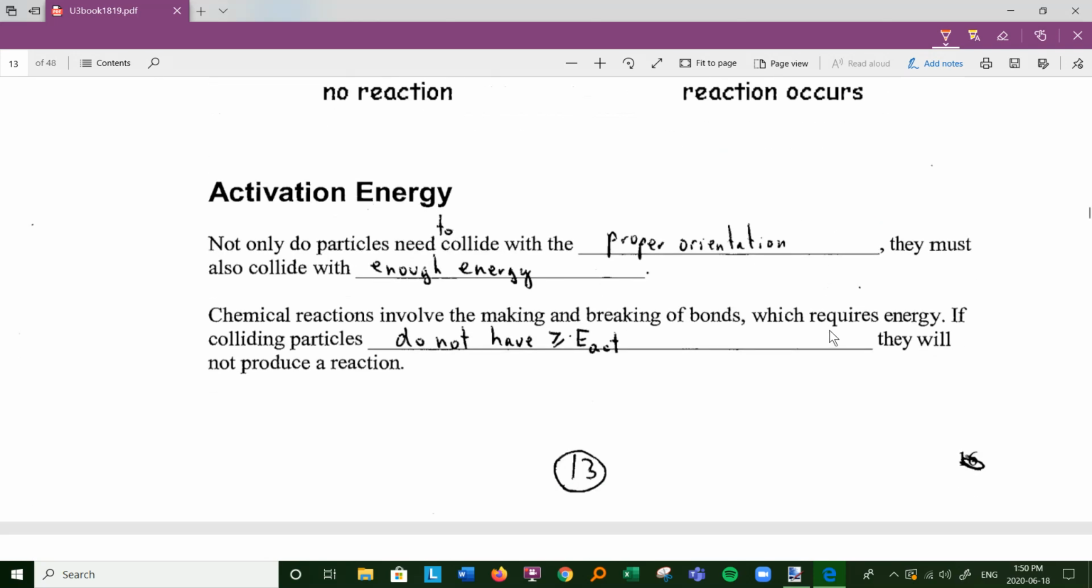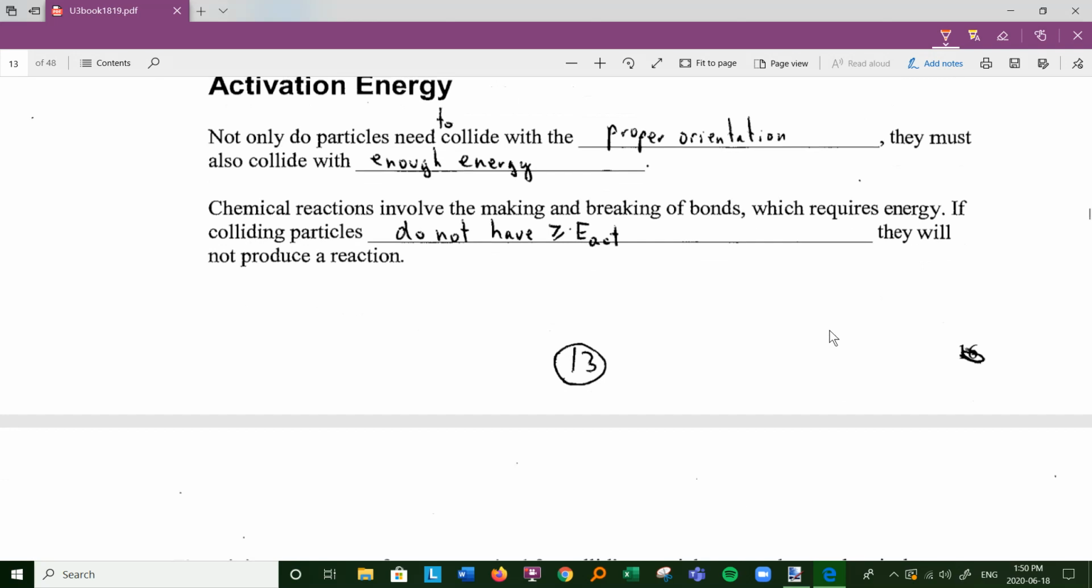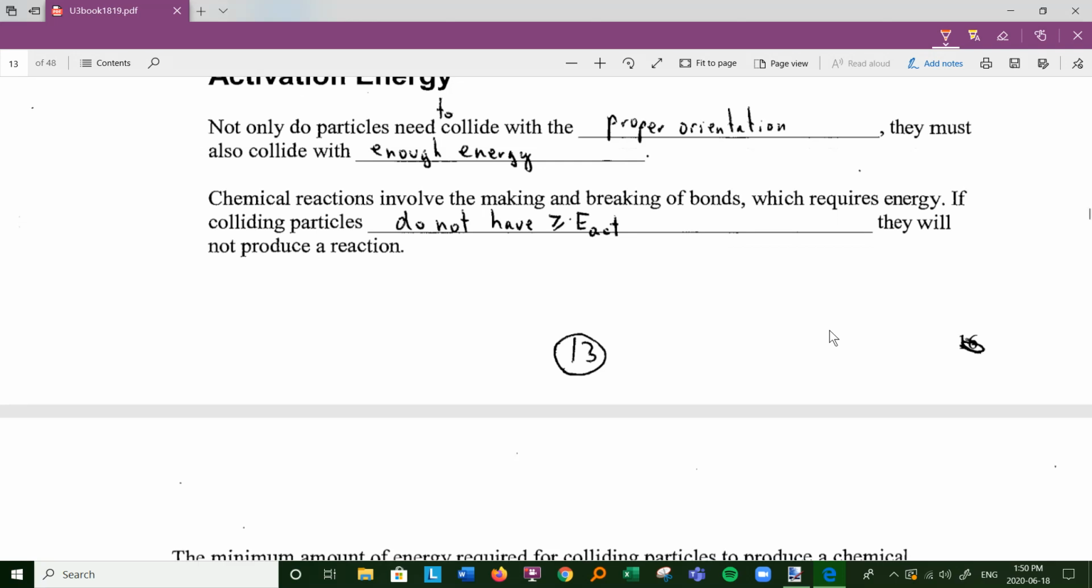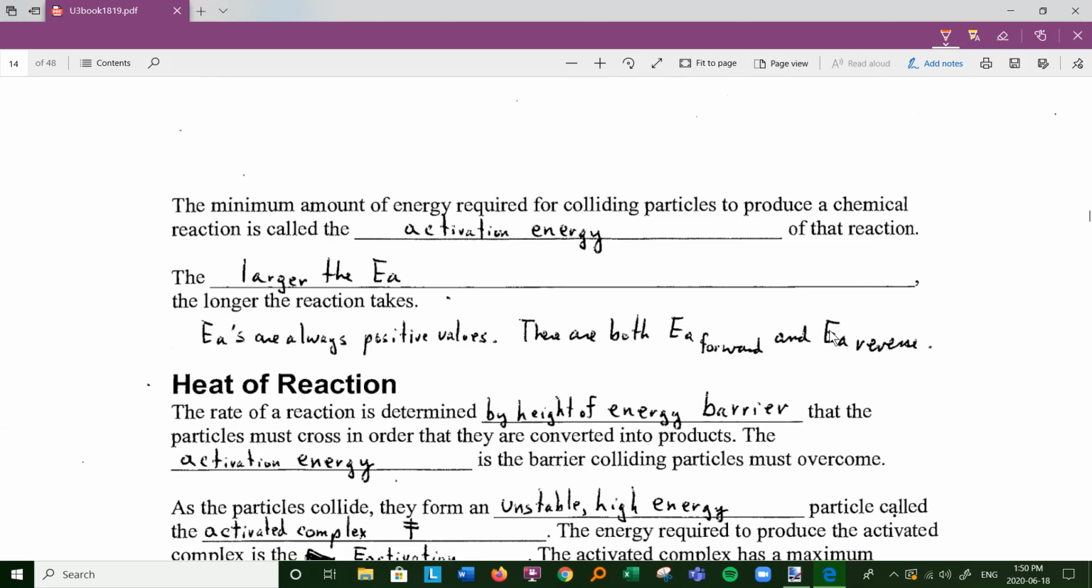Just a reminder about activation energies. Not only do particles need to collide with the proper orientation, they must also collide with enough energy. Chemical reactions involve the making and breaking of bonds which require energy. If colliding particles do not have energy greater than activation, they will not produce a reaction. So that's just a review statement there.